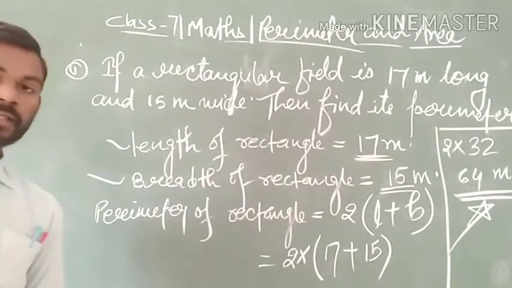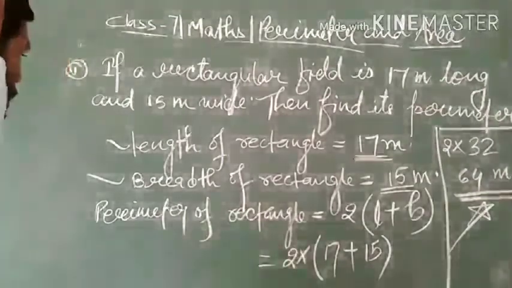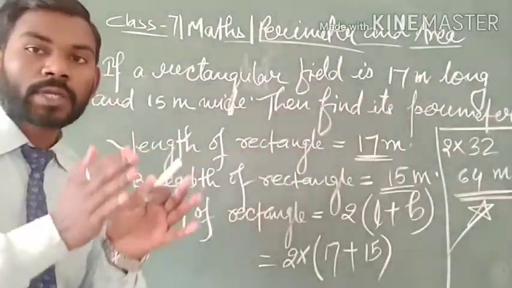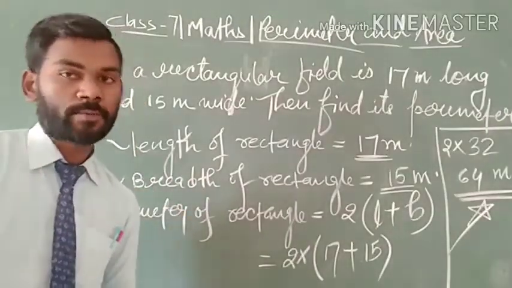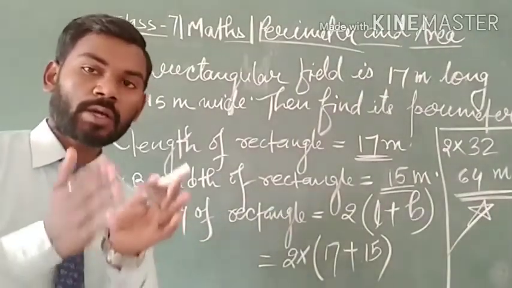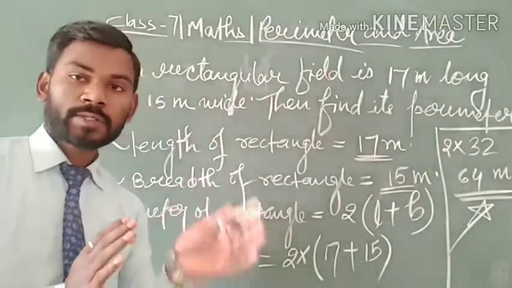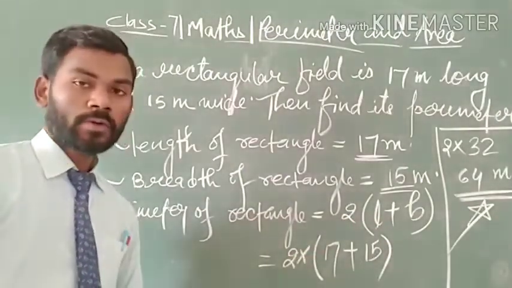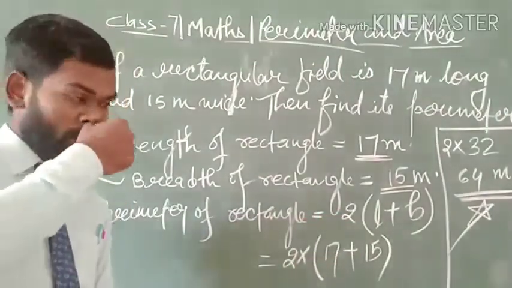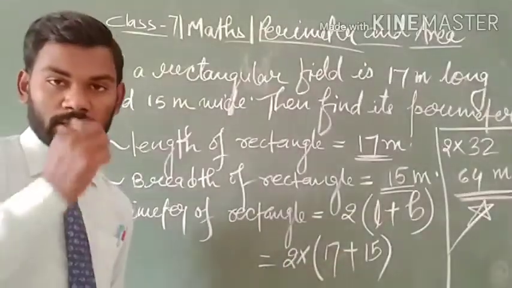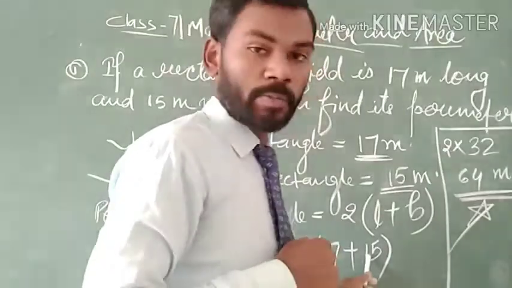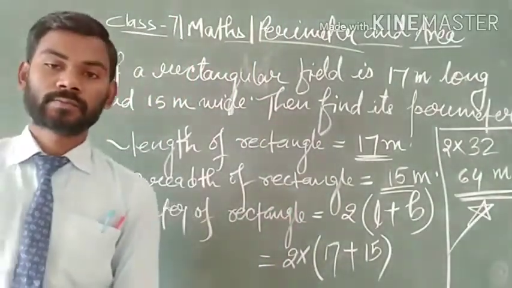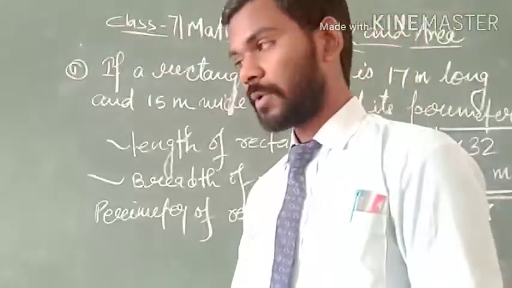So students, let us see the solution once again. First of all, we see the question. If a rectangular field is 17 meter long and 15 meter wide, then what will be its perimeter? As we know, the perimeter of a rectangle is two times the sum of length and breadth, as you can see in the formula. Now just putting the values of length and breadth in this formula, we get 2 multiplied by 17 plus 15, and 17 plus 15 equals 32, multiplied by 2, which is equal to 64 meter. So I hope it is clear to everyone.